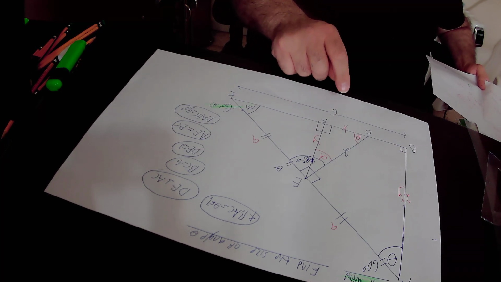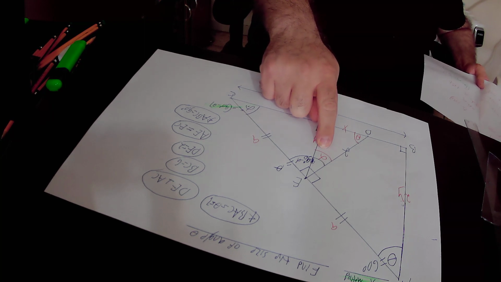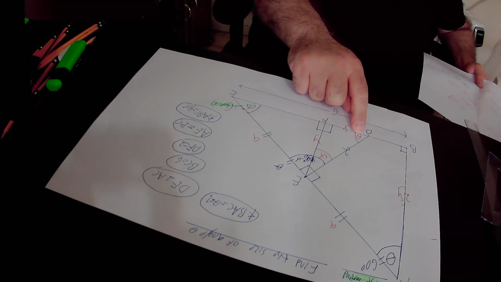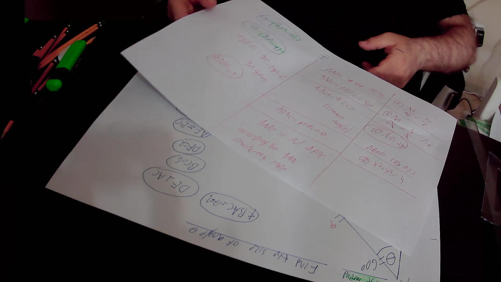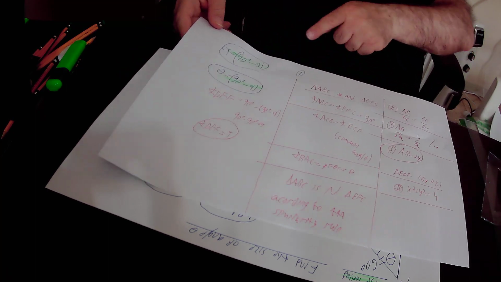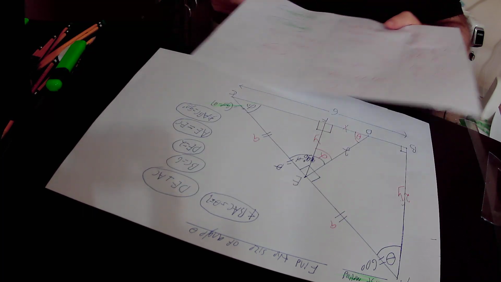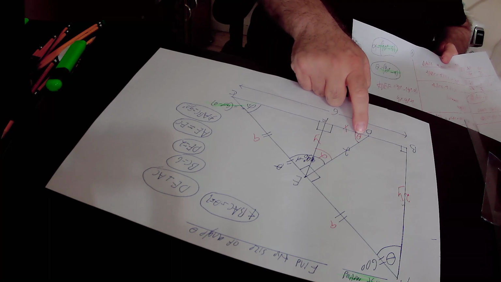And we know that DFE is a right triangle. So if this angle equals alpha, then this angle must be equal to 90 degrees minus alpha. So angle EDF equals 90 degrees minus alpha, but here we know that 90 degrees minus alpha equals theta, so we can substitute 90 degrees minus alpha by theta. So this angle equals theta.